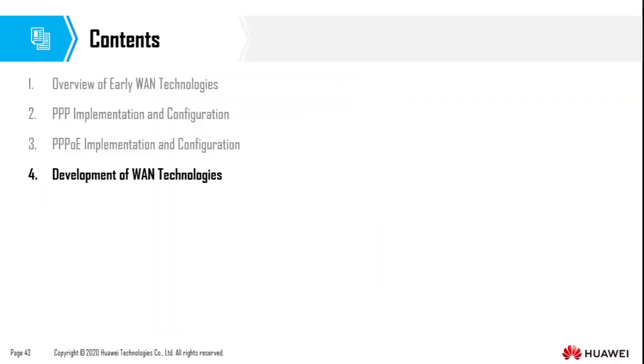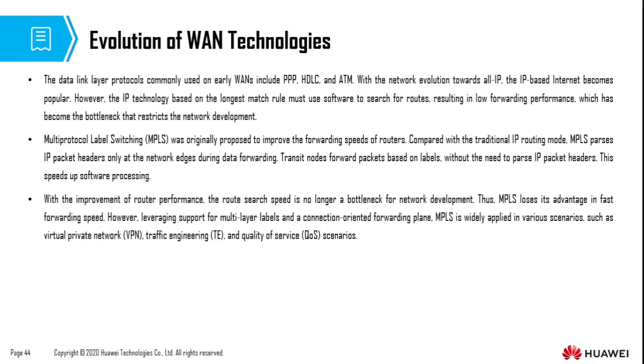So now we look at the development of WAN technologies. I'm not going to spend a lot of time here. I'm just going to give a summary. Evolution of WAN network technologies. Now, the data link layer protocols commonly used on WANs include PPP, HDLC, and ATM. With the network evolution towards all IP, this one is important, networks, including telecommunication networks, are evolving to adopt an all IP architecture. So the IP-based internet becomes popular.